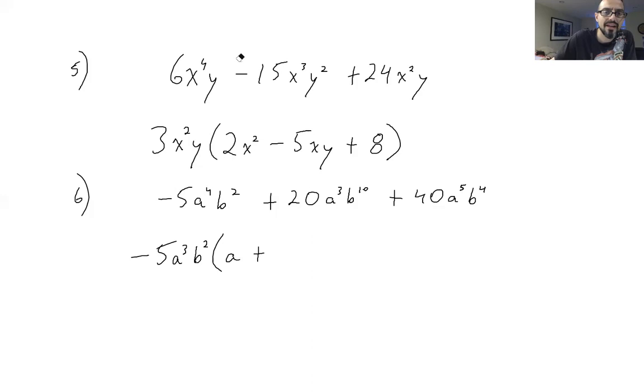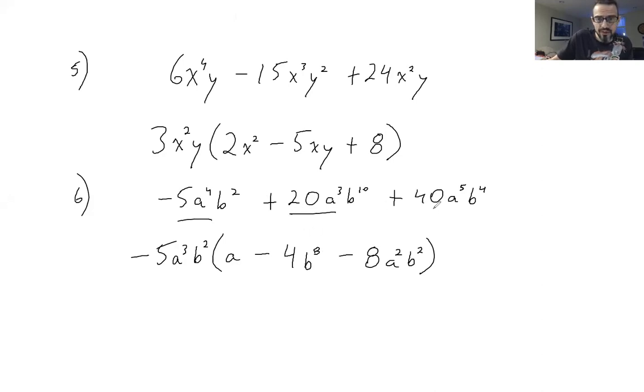Oh, mistake. A negative times a positive is not a positive. I'm a silly goose. We definitely need a negative here. Okay, times 4 b to the 8. Minus 8 to get that last term. 5 times 8 is 40. A to the 2 and b to the 2.